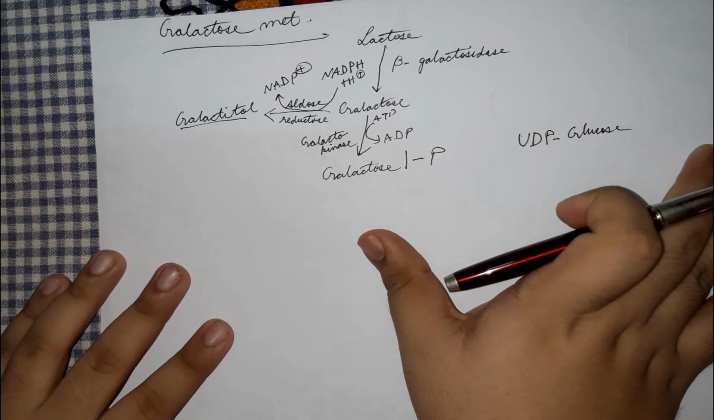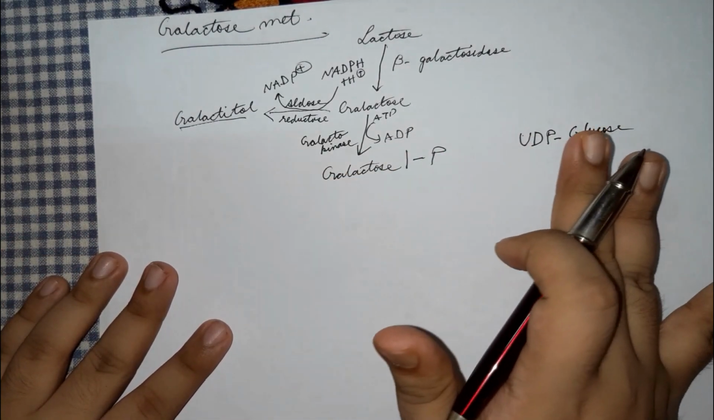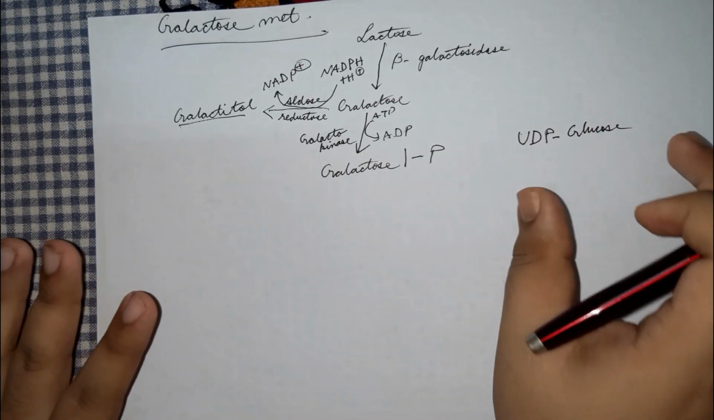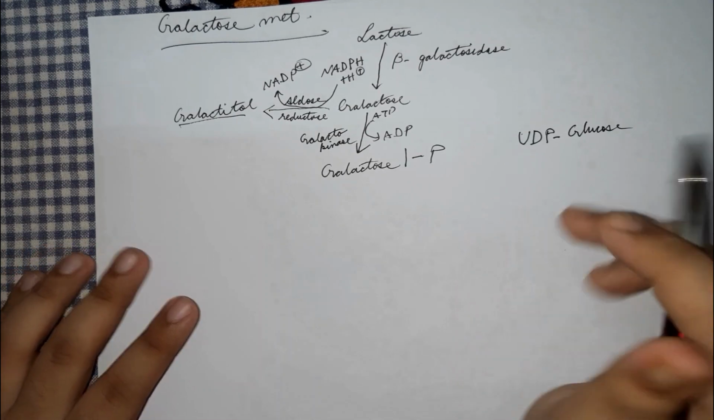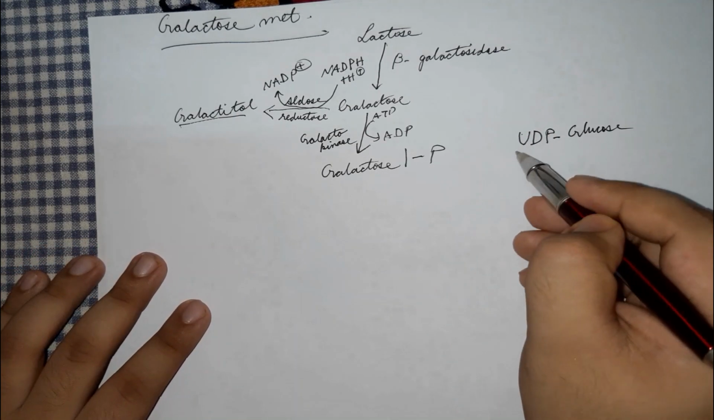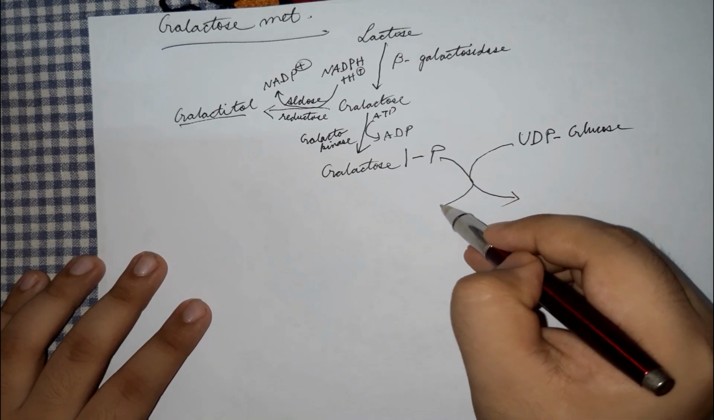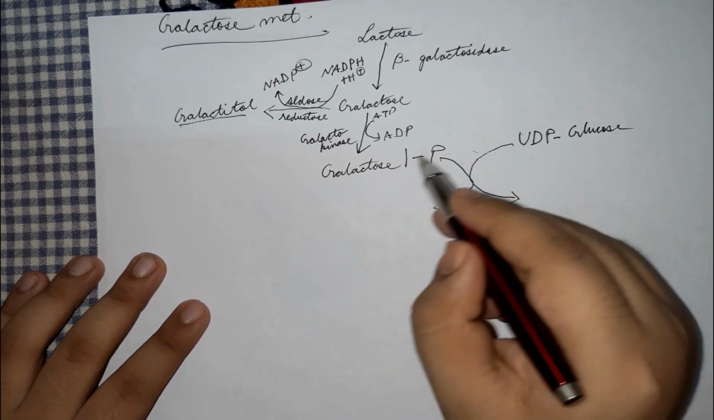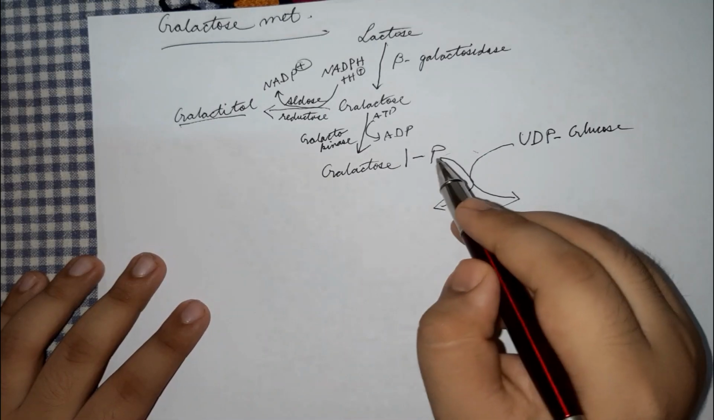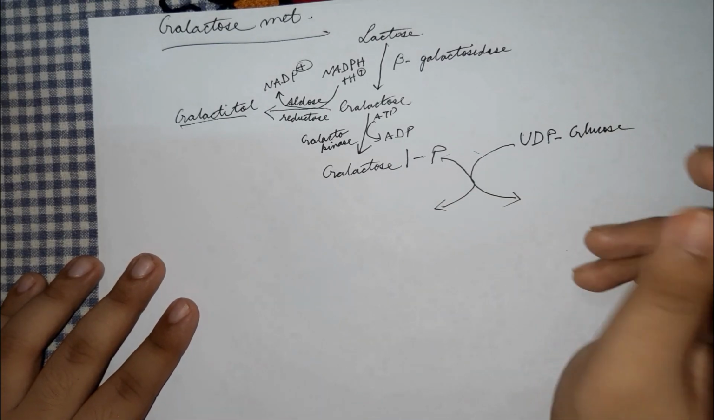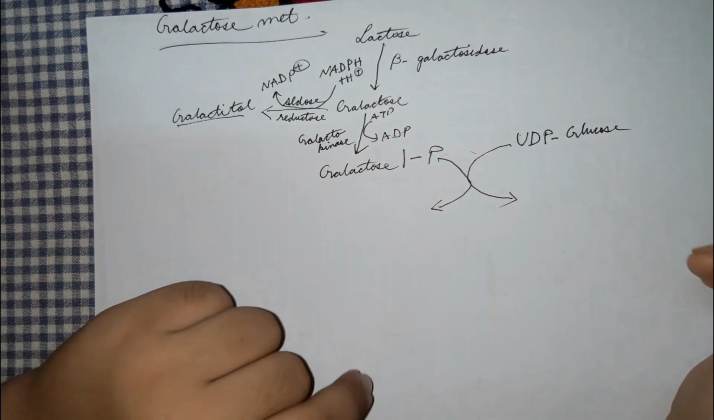In carbohydrate metabolism only, we'll talk about this later, I promise. UDP glucose, this is a molecule. Just for the time being, know that this is a molecule. It will come. What will happen is there will be an exchange of groups between galactose 1-phosphate and UDP glucose.